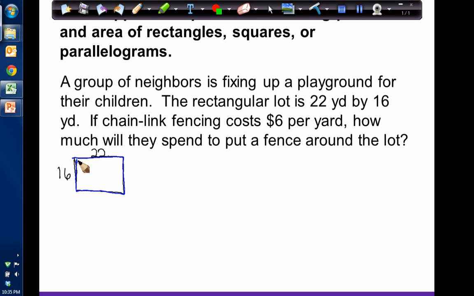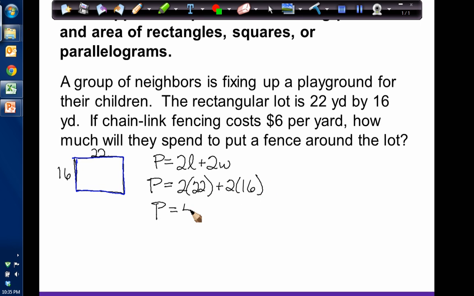So we want to go around the lot with chain link, and we need to know how much chain link we need in yards, and then we're going to multiply that by 6 so that we can get the price, because every 1 yard is $6. So let's go ahead and find the perimeter. It's going to be 2 times the length plus 2 times the width. So that will be 2 times 22 plus 2 times 16, which is 44 plus 32, which is 76 yards.